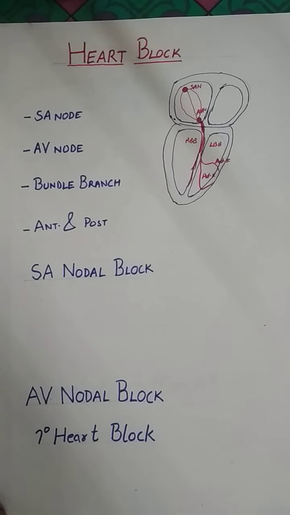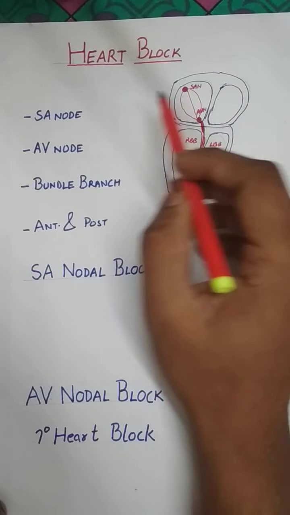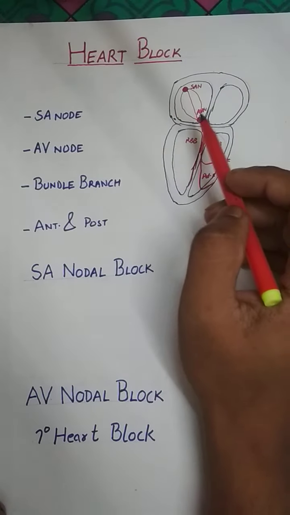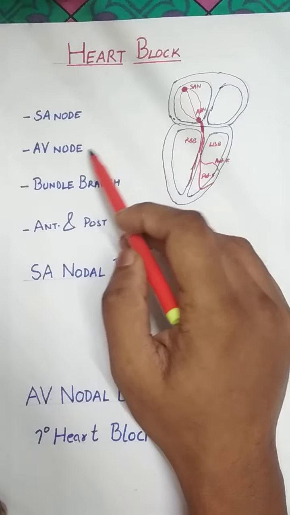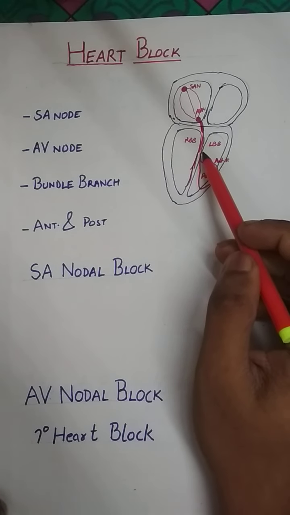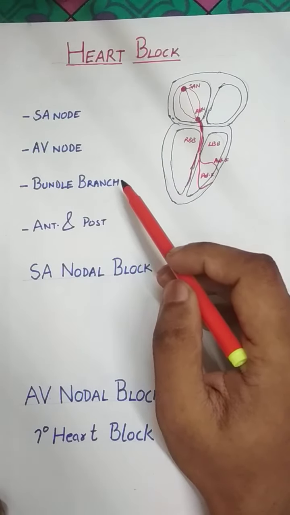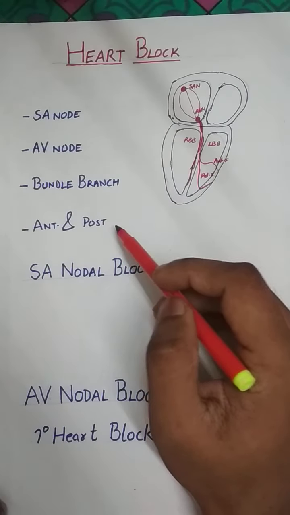So if there is a block in the discharge of impulse from the SA node, it is called SA nodal block. If there is a block in the conduction of impulse from the AV node, it is called AV nodal block. If the block is at the level of bundle branches, they can be divided into right bundle branch block or left bundle branch block. Or if the block is at the level of anterior and posterior fasciculae, they are called hemiblocks.